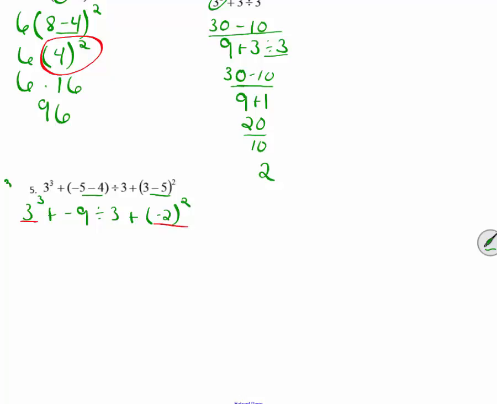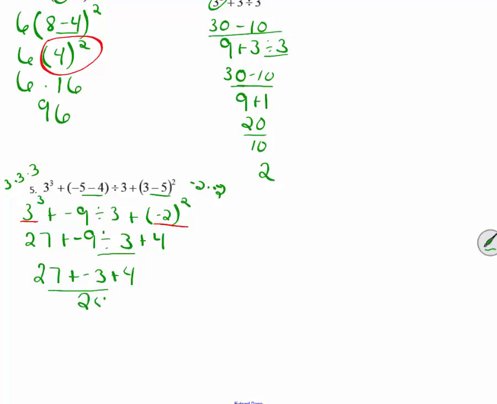3 to the third, which means 3 times 3 times 3 is 27, plus -9 divided by 3. -2 squared, which means -2 times -2 is 4. Now I look for my multiplying or dividing. So I have this dividing right here that I have to do next. So 27, -9 divided by 3 is -3, plus 4. Now I have adding, we're going to go from left to right. So 27 plus -3 is 24. And then 24 plus 4 is 28.